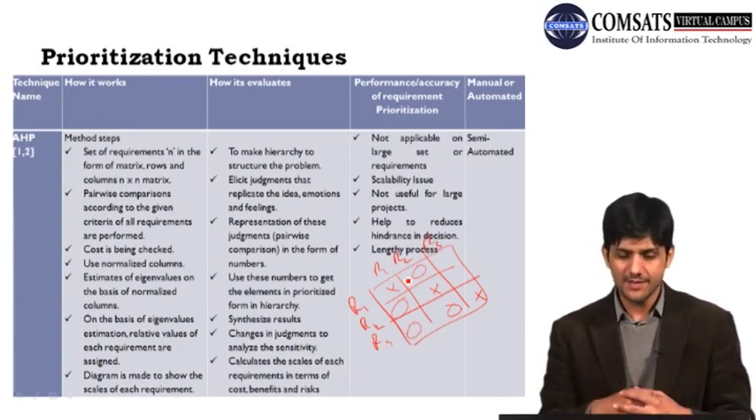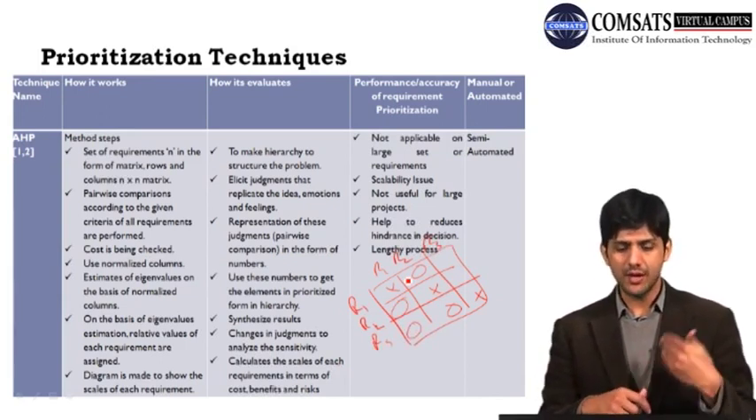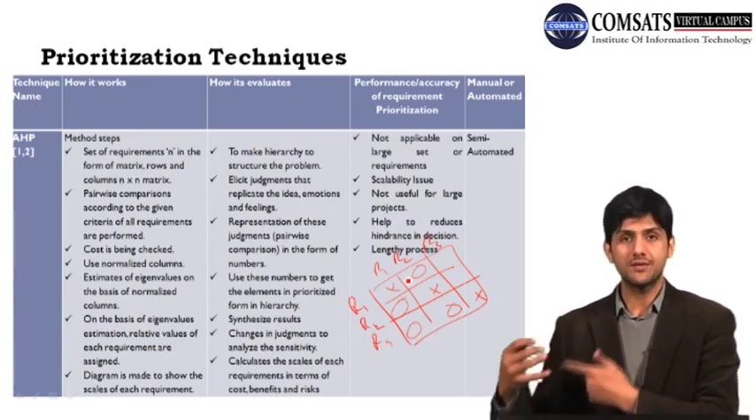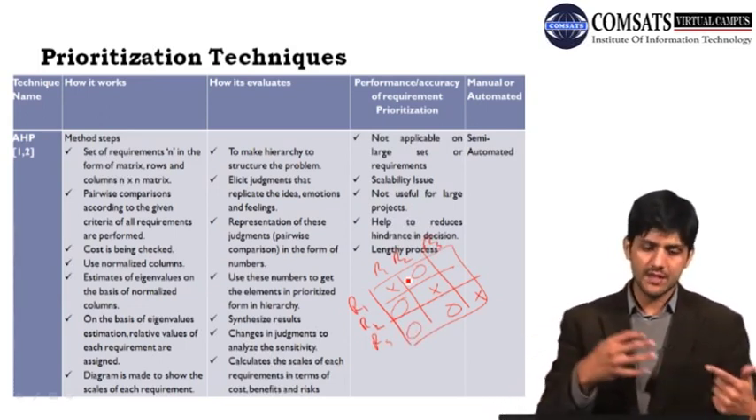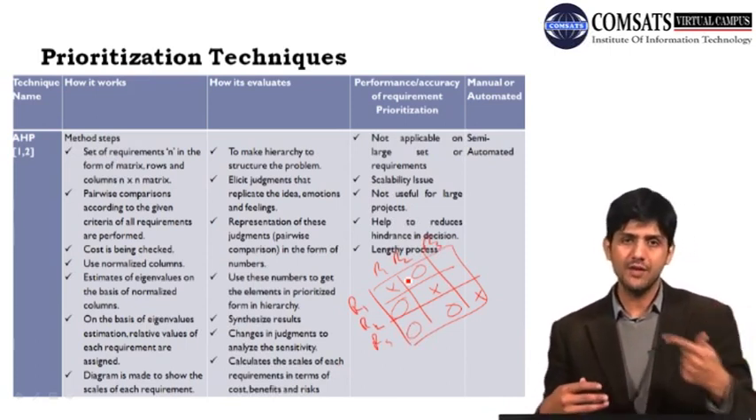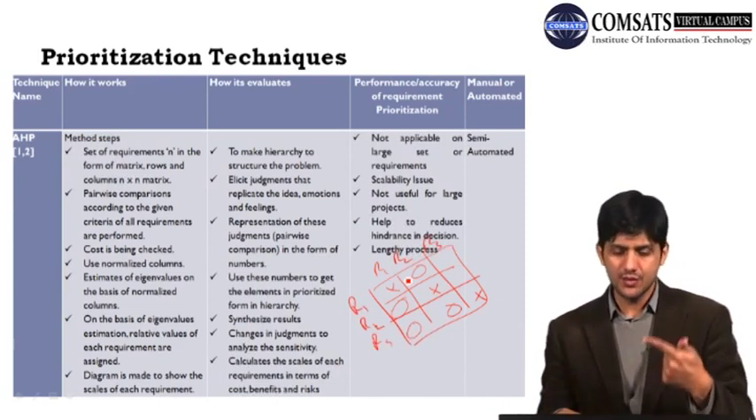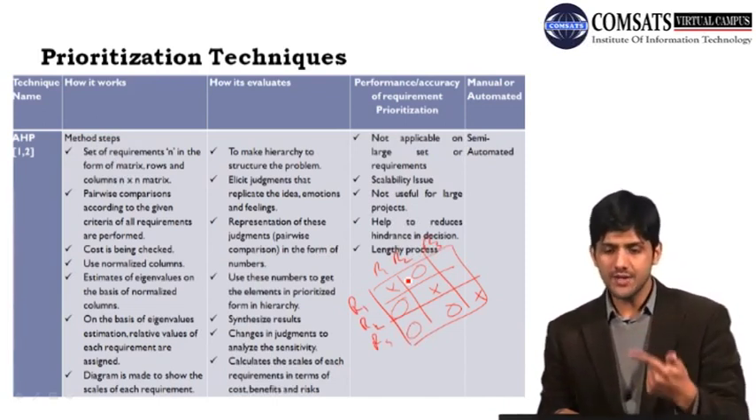We synthesize the results, and changes in the judgment are used to analyze the sensitivity. It calculates the scale of each requirement in terms of cost, benefits, and risk. So we draw the scale of each requirement, and this scale is basically used in terms of cost, benefit, and risk.